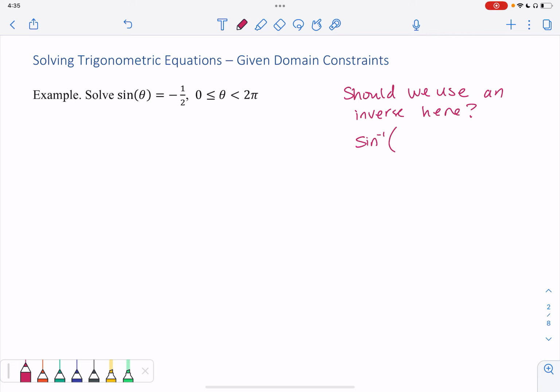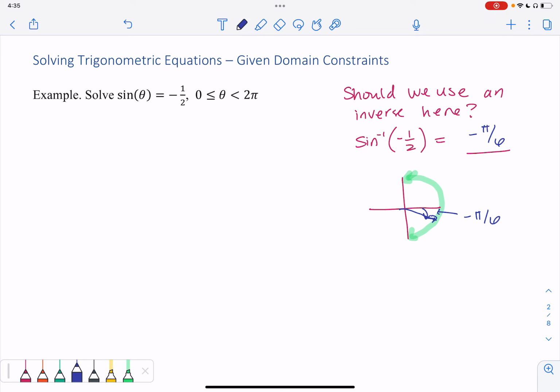What about sine inverse of -1/2? That's going to give me some angle. Let's see what angle that is. Well, on the unit circle, we know that sine inverse can only have outputs between -π/2 and π/2. And sine has an output of -1/2 at the angle, this angle here, which is -π/6. So -π/6 is the output for sine inverse of -1/2.